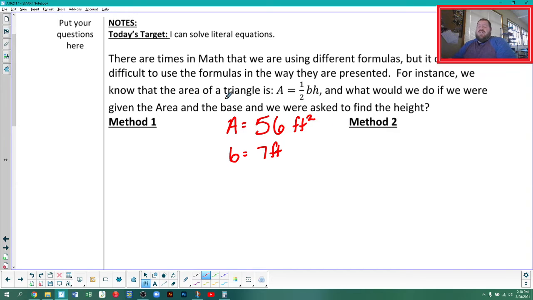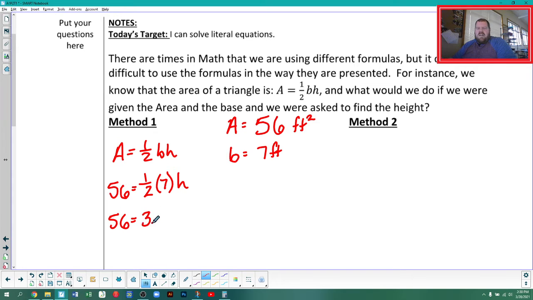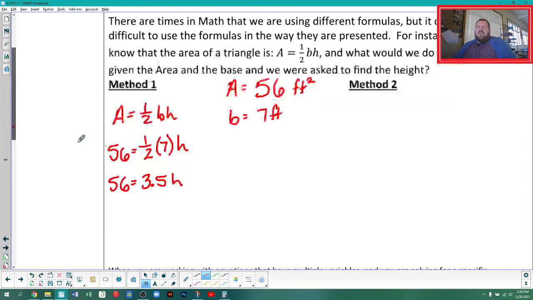So one thing that we can do is use the area formula. We can say area equals 1/2 base times height, and we can put in the numbers that we have, right? We can say 56 is equal to 1/2 times 7 times the height. Then we can solve that equation, right? And this is method one that we would typically use in our classes any time we were asked this question. And I'll get to why we might use a different method in just a little bit.